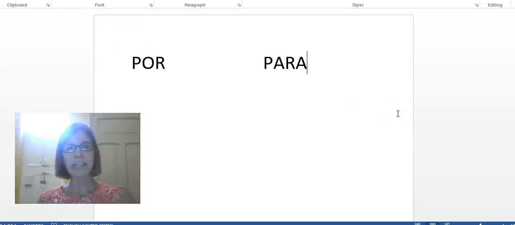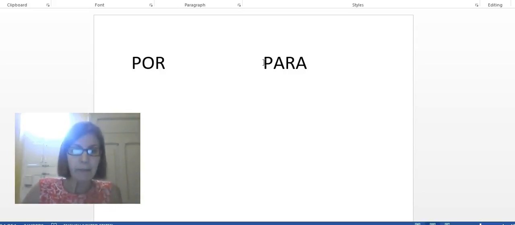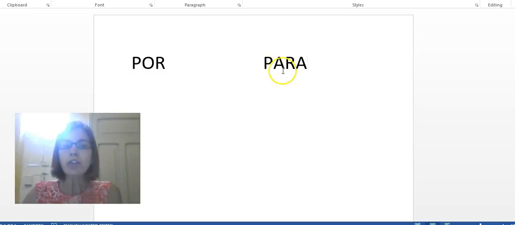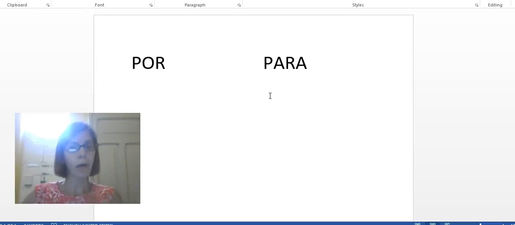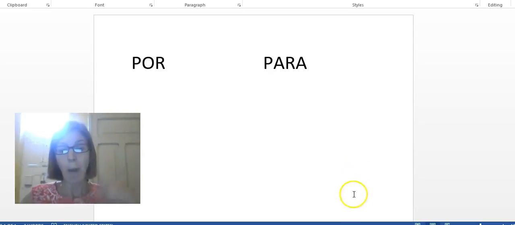So today we're talking about the differences in Spanish between the words por and para. Now, they're confusing sometimes for those of us that speak English as our first language because we can translate these words in many different ways, as you saw on the previous two screens. Sometimes it can mean to, for, through, because of. So we need to learn to distinguish between these two words.